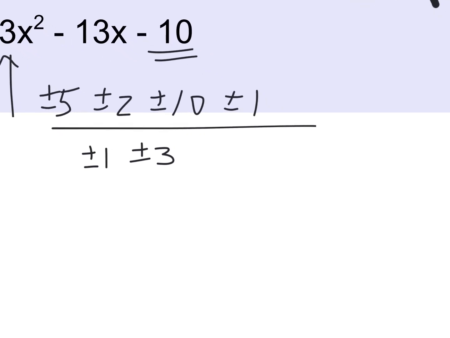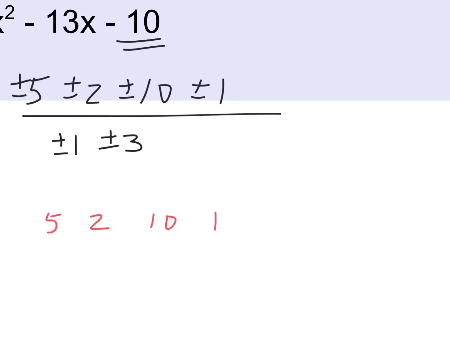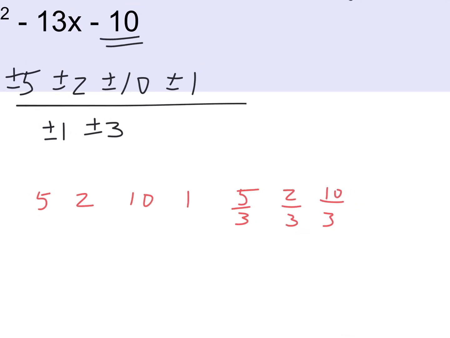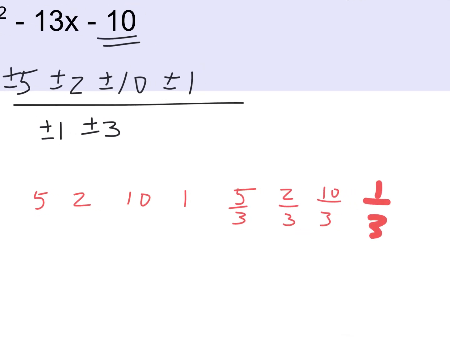And then the pain in the butt part really is just dividing them all. So I'm going to divide them all by 1 means I get 5 and 2 and 10 and 1, because dividing them by 1 doesn't really do anything. Now I got to divide them all by 3. 5 thirds, 2 thirds, 10 thirds, and 1 third. And it's plus and minus of all of those. Holy crap. That would never be on your test. Too many things to check.